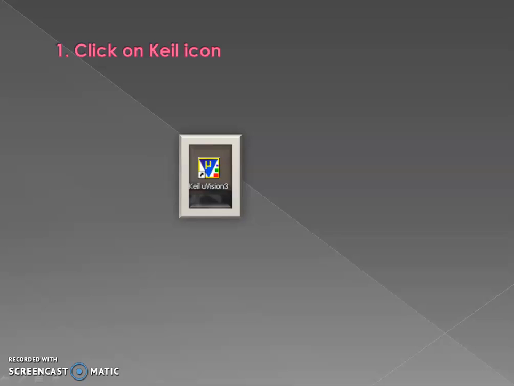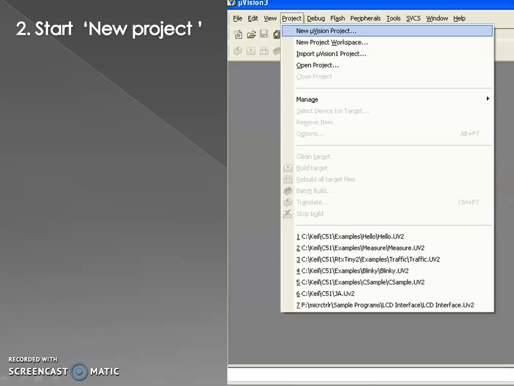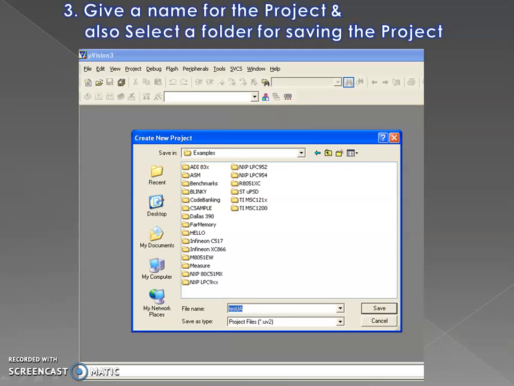Now to start Keil, you have to press the Keil icon from the desktop of your computer. Then we get a screen where we have to create a new project. So select Project, click on New Microvision Project, then give a name for your project and select a location where the folder has to be saved.